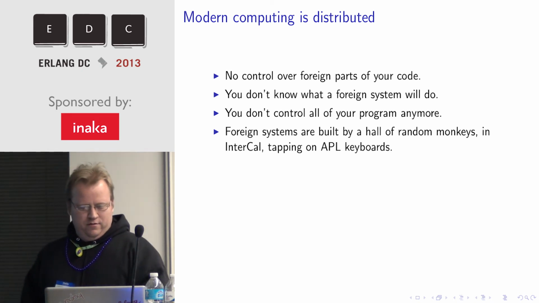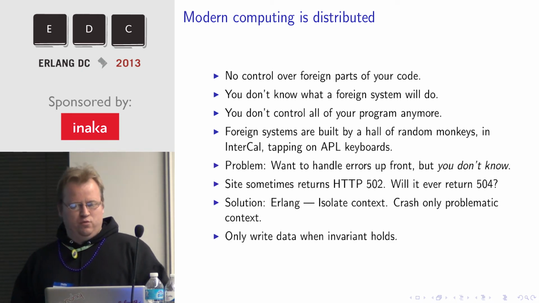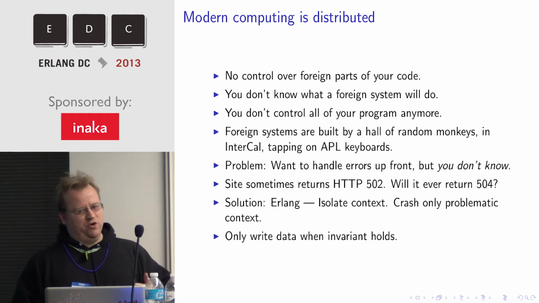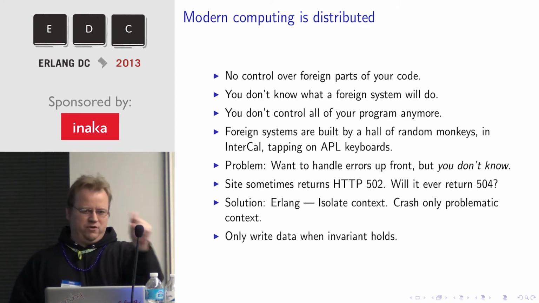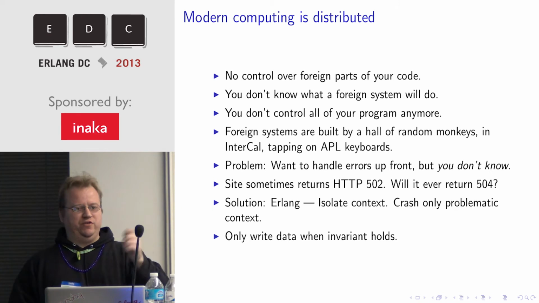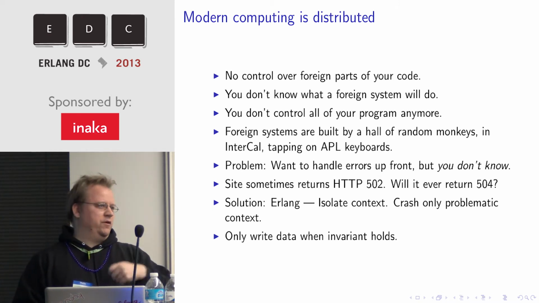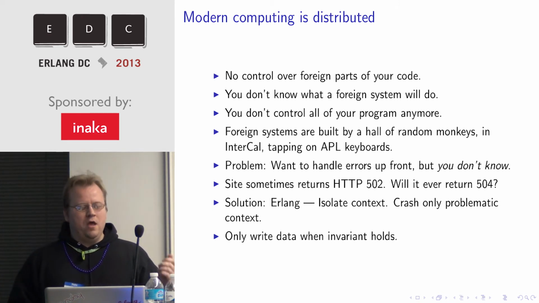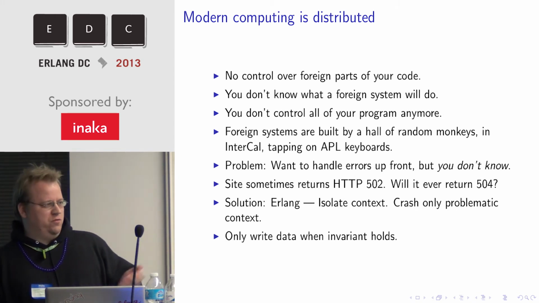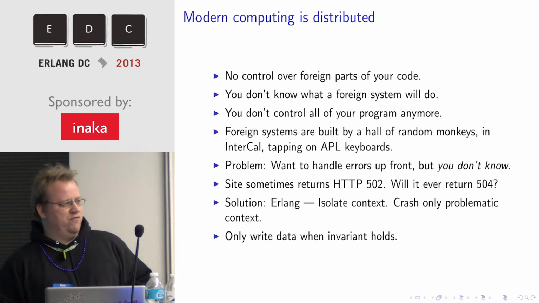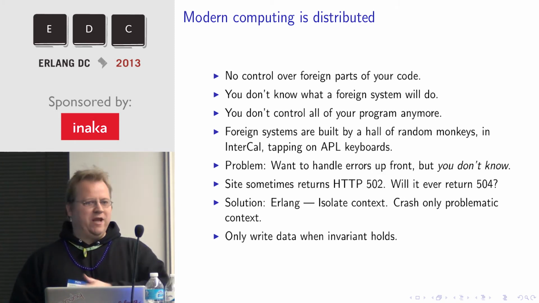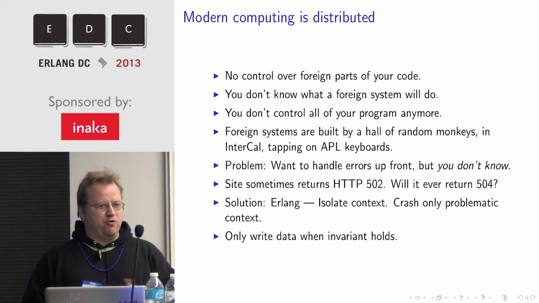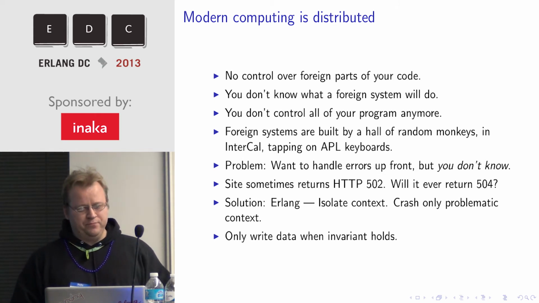And one of the things is, for instance, that you want to handle errors in your code by having nice small parts of your code that say, if this error occurs, I want to do this. If that error occurs, I want to do that, and so on. But the problem is that, for instance, the Quick Lifesite sometimes returns an HTTP 502. But will it ever return a 504? We don't know. We could handle all of them, but no programmer is going to do that.